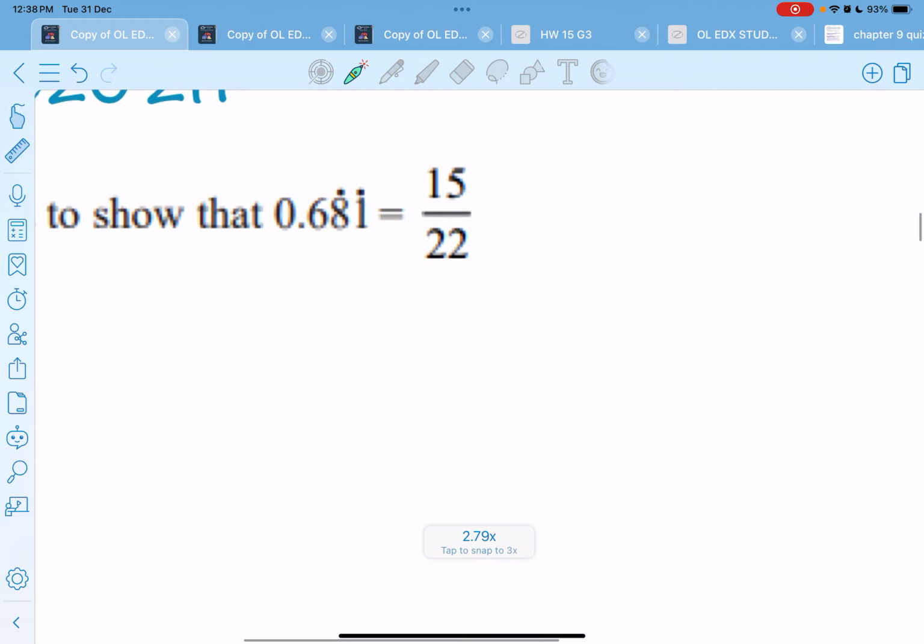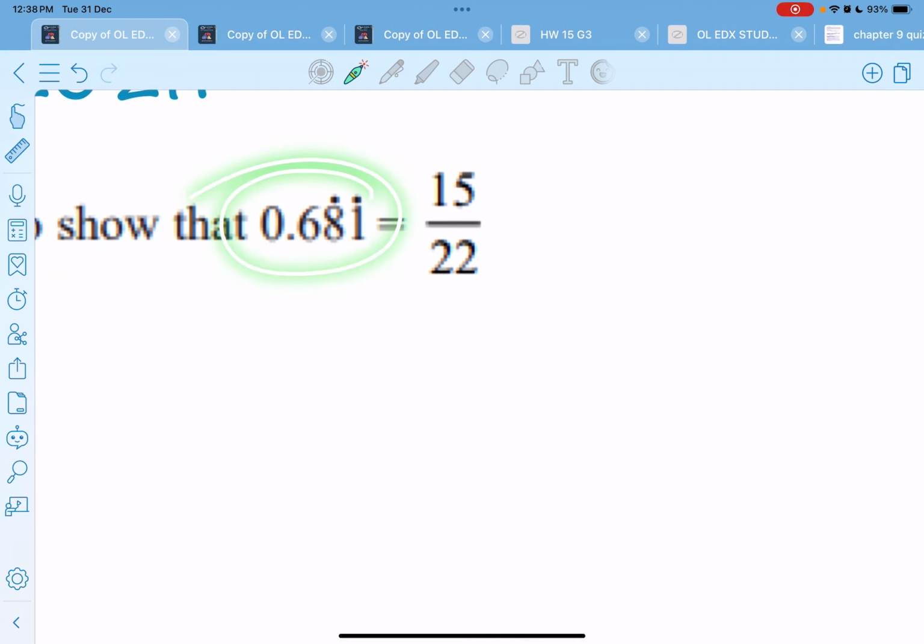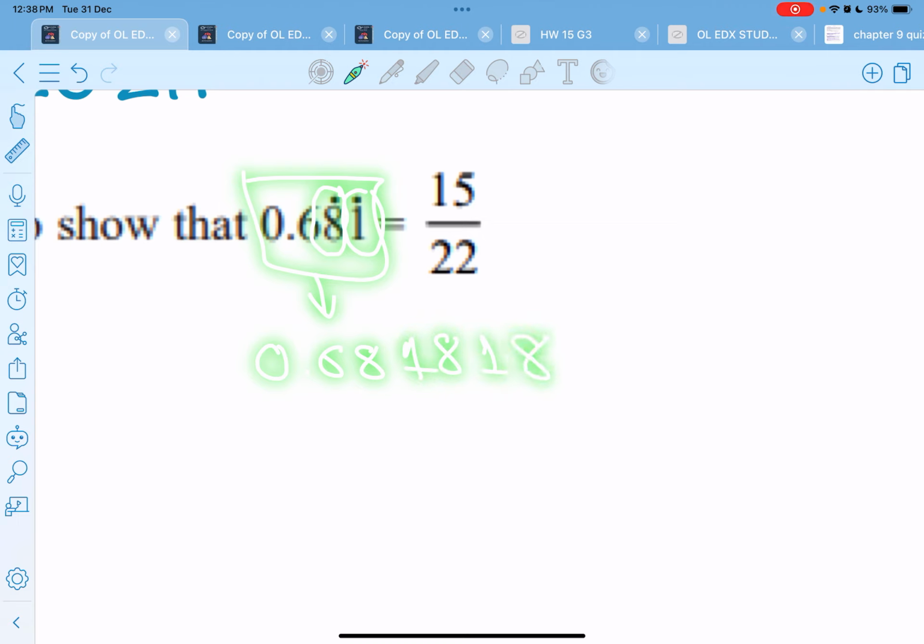What are these dots? I don't understand what they stand for. They stand for the number under them being repeated, meaning that this number, 0.6818181818, and so on.